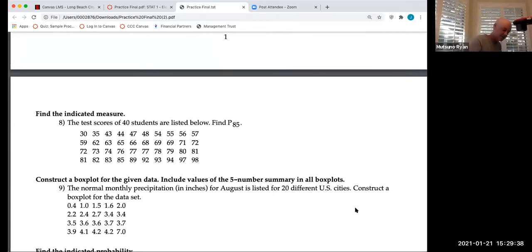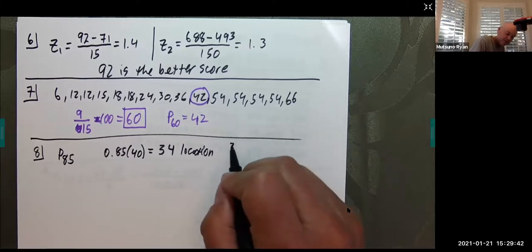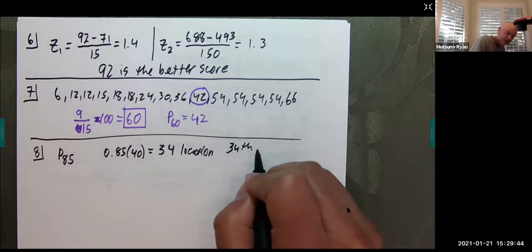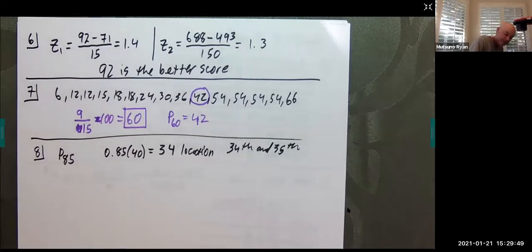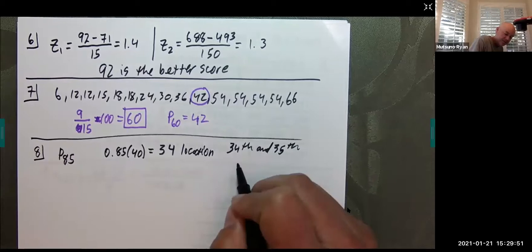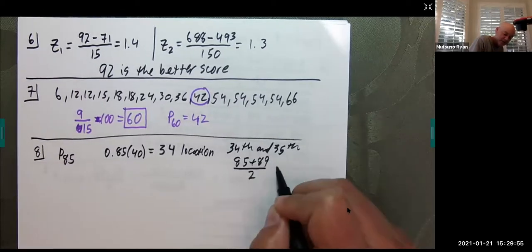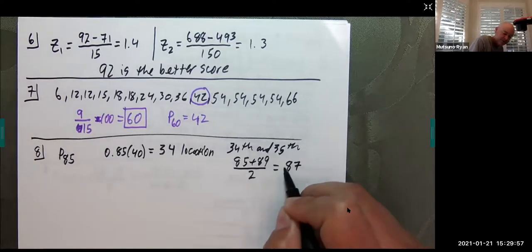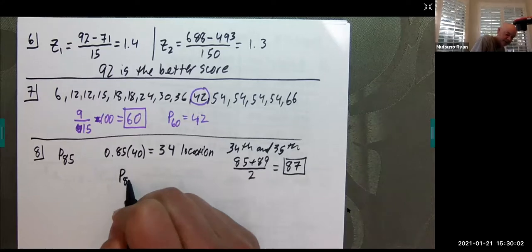So that means that I'm going to take the 34th and 35th. I'm going to find the mean. So that was 85 plus 89 divided by 2. So the answer is 87. This means P sub 85 is 87.